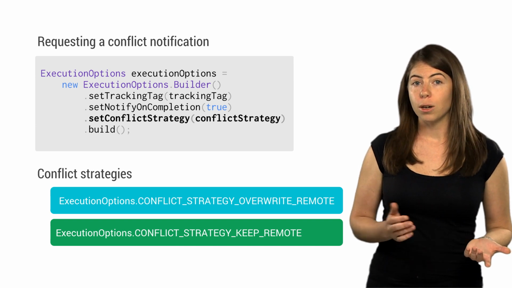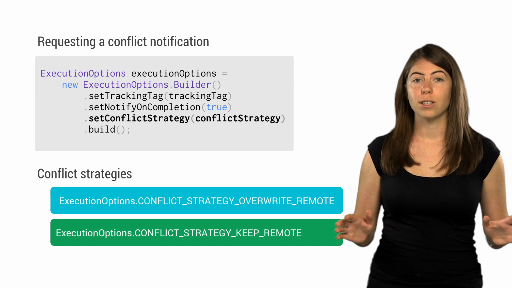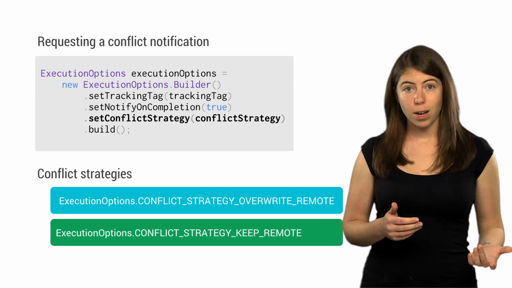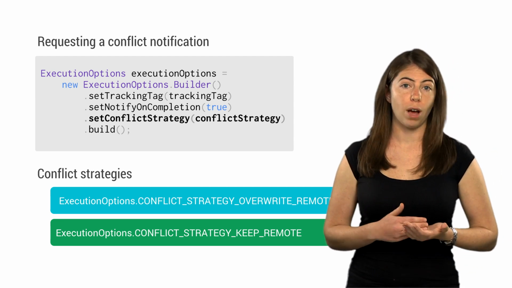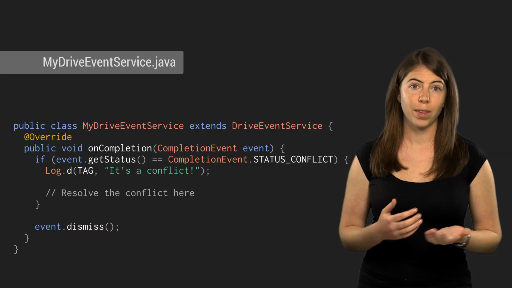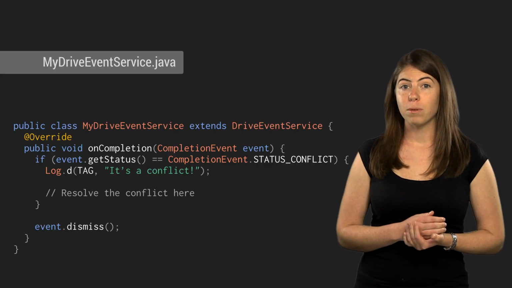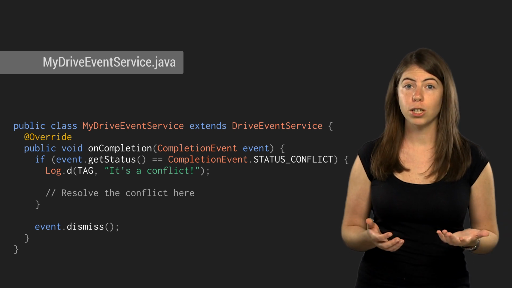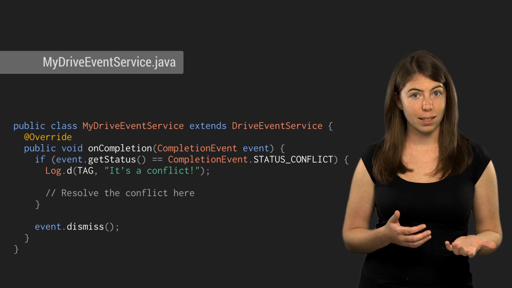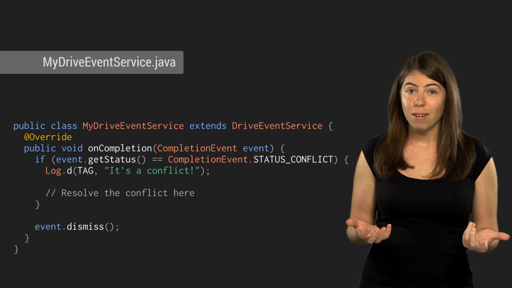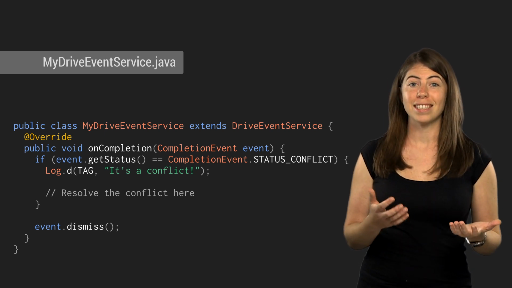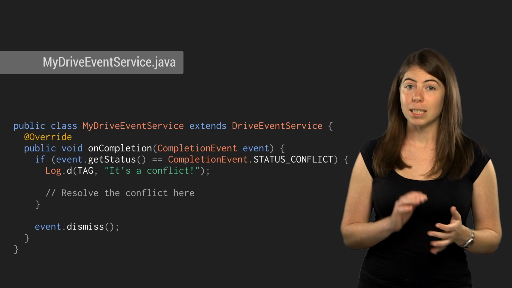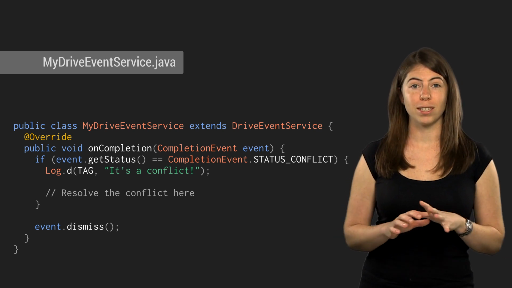The default strategy, overwrite remote, overwrites any changes on the server. To respond to a conflict, you need to use the keep remote strategy to keep the remote changes. Conflict events are a type of completion event, so you'll receive these events in exactly the same way, using the onCompletion method of your DriveEventService subclass. If the upload results in a conflict, you'll receive an event with the status conflict. Remember to dismiss or snooze the event when you finish processing it.